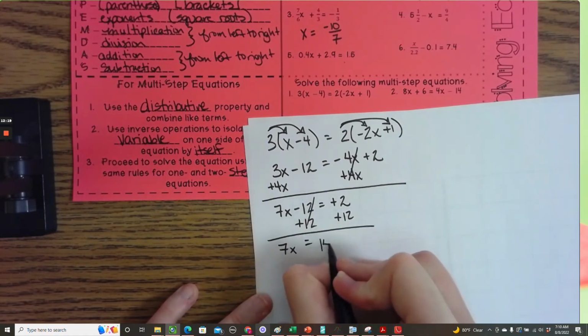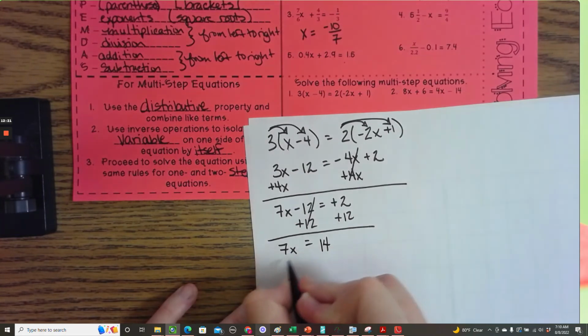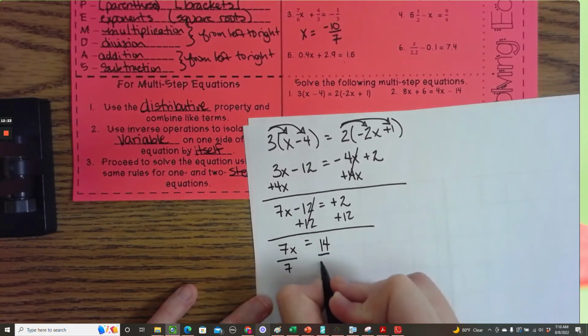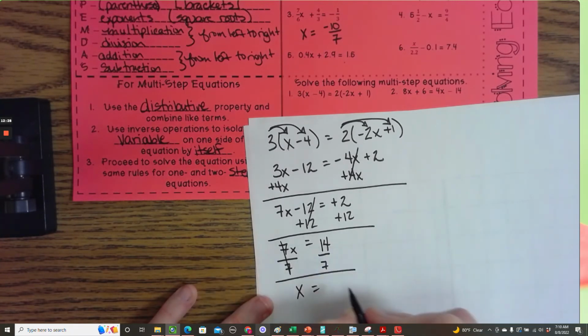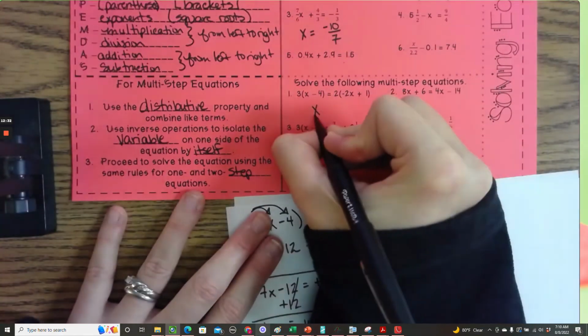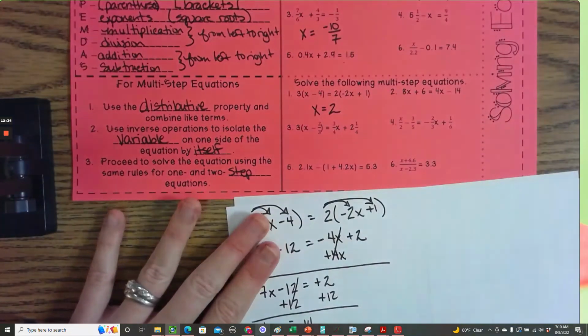2 plus 12 is 14. 7 times x, so the opposite is division. Cancels. 14 divided by 7 is 2. So x equals 2.